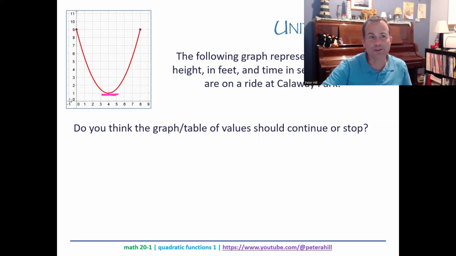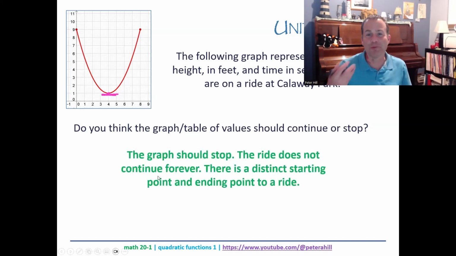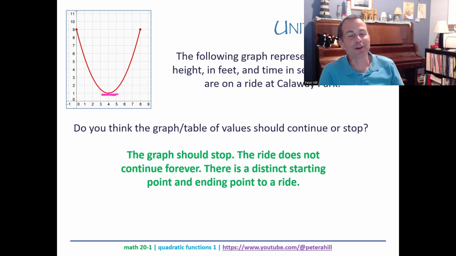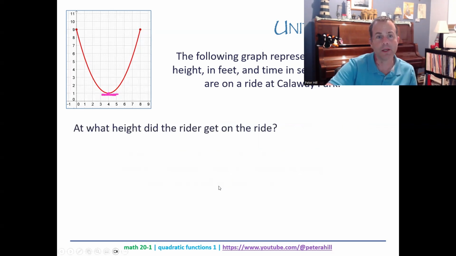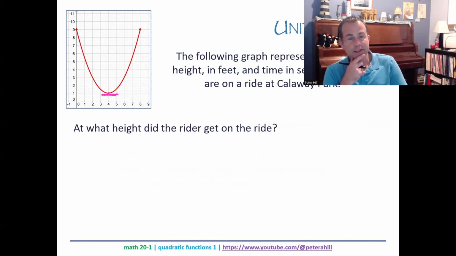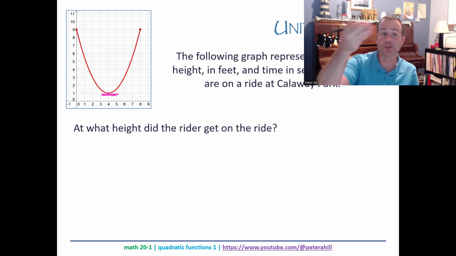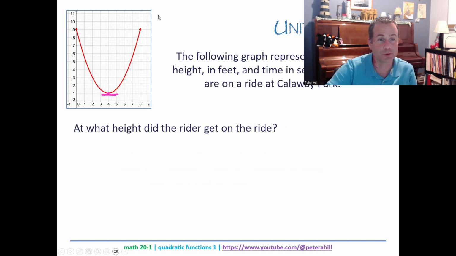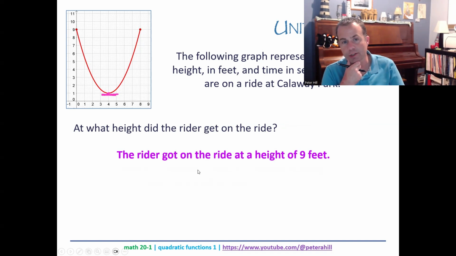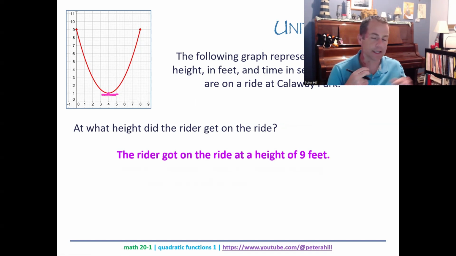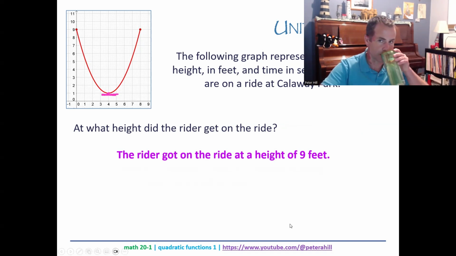But yes, the graph should stop. That didn't really have anything to do with the question, so I should probably answer the question. The graph should stop. The ride does not continue forever. There's a distinct starting point and a distinct ending point to the ride. At what height did the rider get on the ride? Well, actually, as I was interpreting this graph, I've kind of answered those questions. I started at 9 feet in height. So the rider got on the ride at a height of 9 feet.